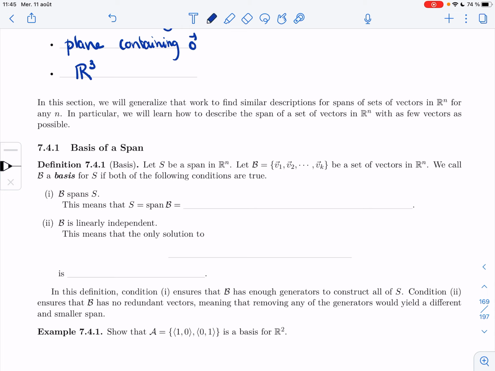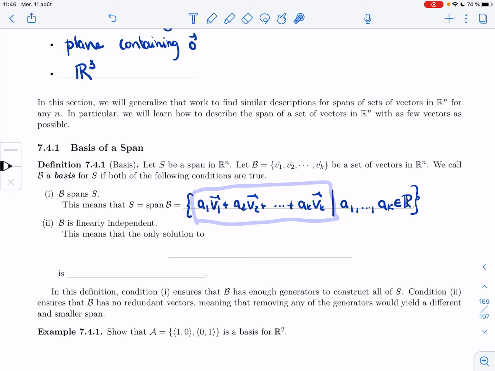So let's spell this out. This means that S is the span of B. So here's B, and we can use linear combinations of these. So I'm allowed to stretch these vectors by a constant and then add them all up. And if I create all of these linear combinations and put them in a set together, that's what S is. All right, first condition, B must span S. Second condition, B is linearly independent. We learned about that recently.